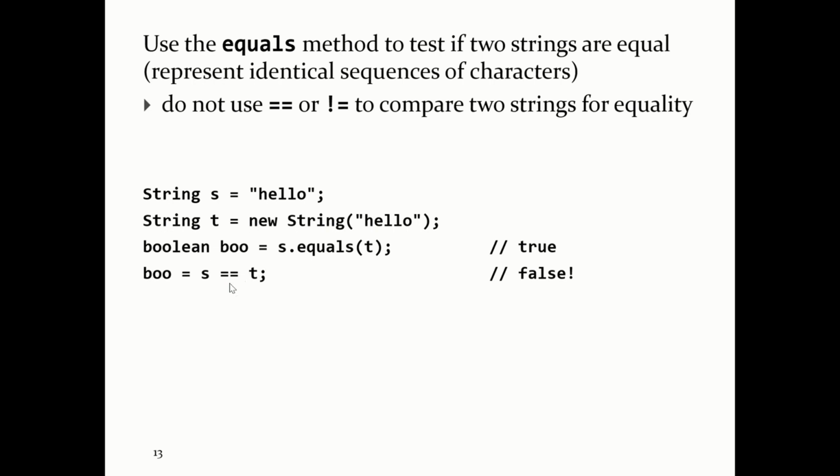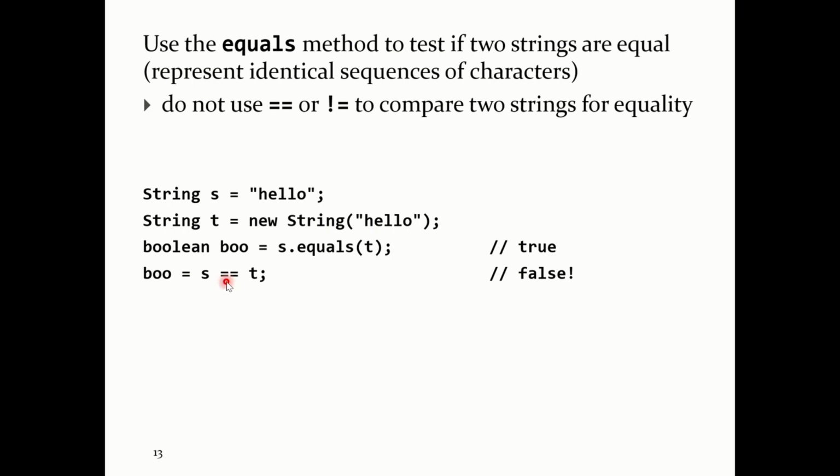Now, what does equals equals do? For primitive values, equals equals does what you want it to do. It compares the two values. If they're the same, you get true. If the two values are different, you get false. In other words, it does what you intuitively want it to do.